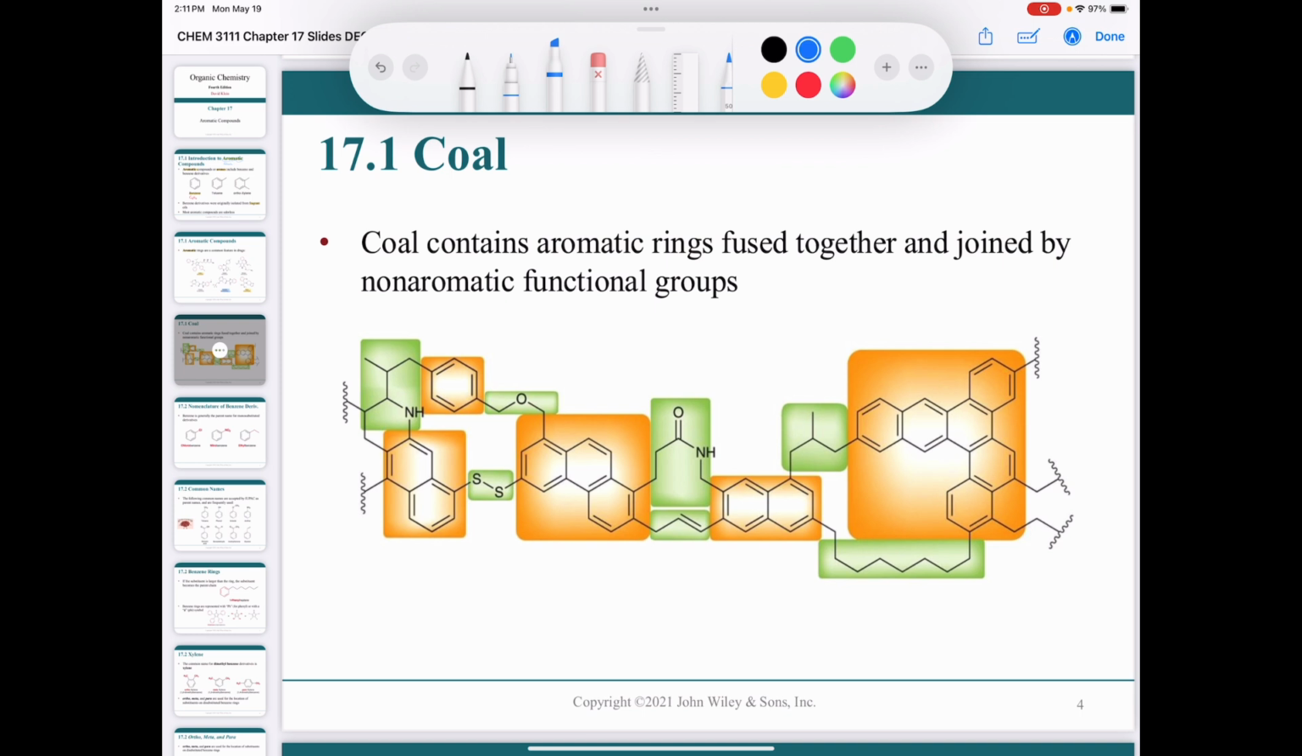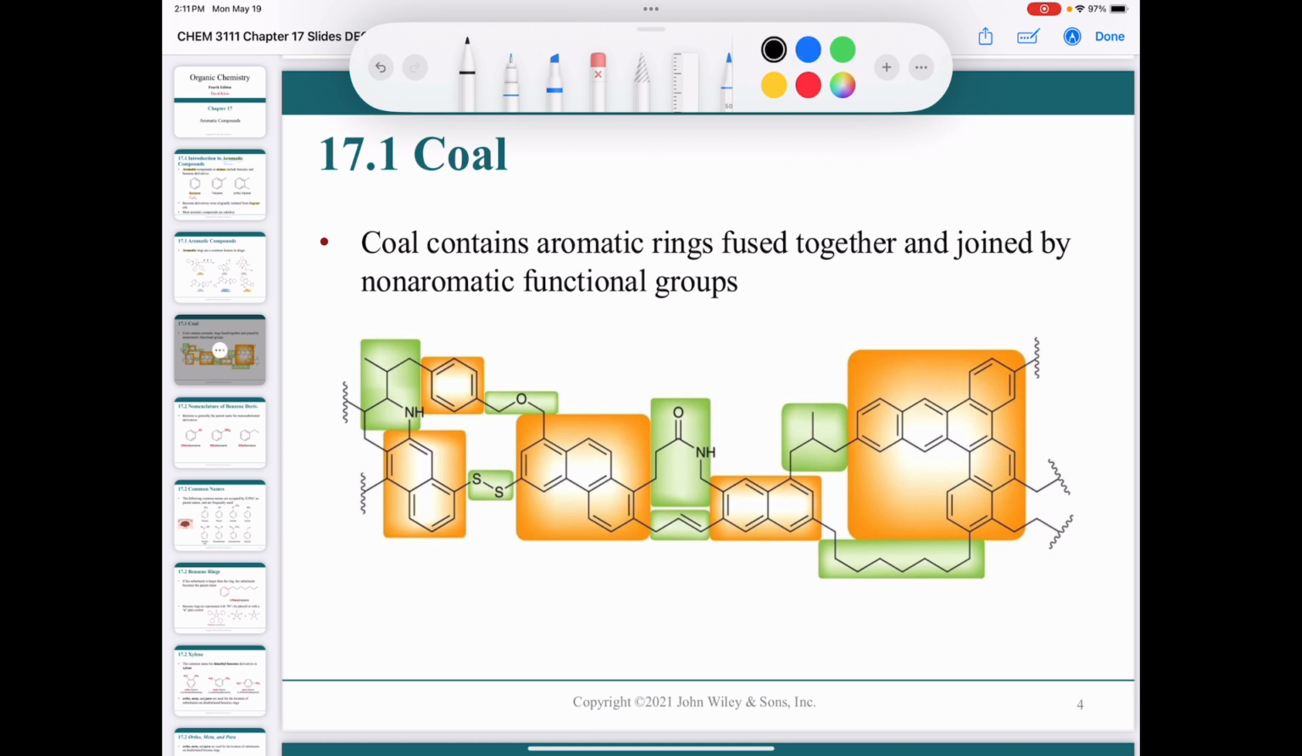And you can see the molecular structure of coal is shown here. And coal just involves a haphazard arrangement of aromatic rings that you see here highlighted in orange, connected to each other by non-aromatic links that are shown in the green boxes. And when we heat coal in the presence of oxygen, a combustion process takes place, producing carbon dioxide and water and other products as well.